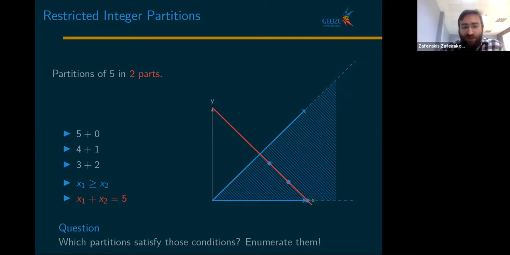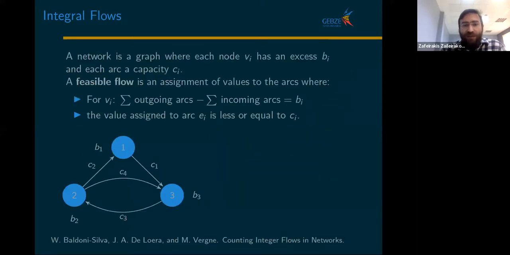The question is, which partitions satisfy such conditions? We want to enumerate them all. Enumerate here, I mean list them. Tell me which ones they are.